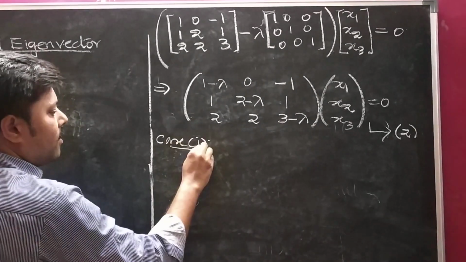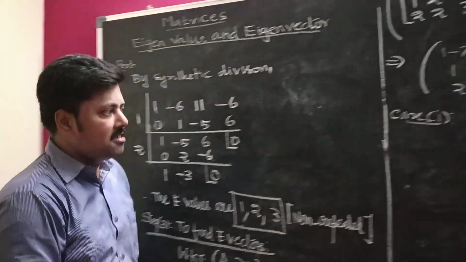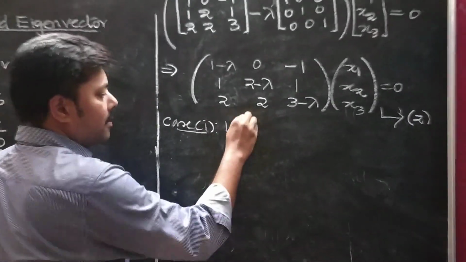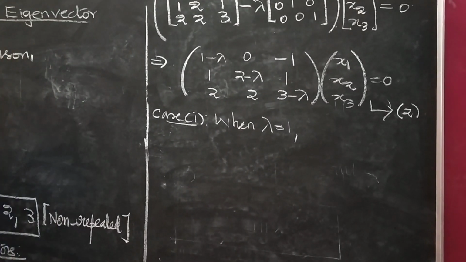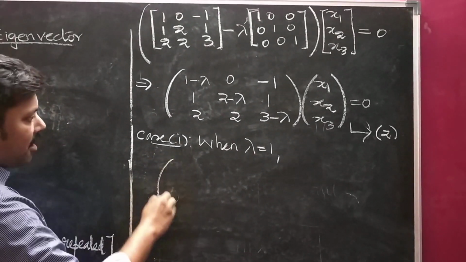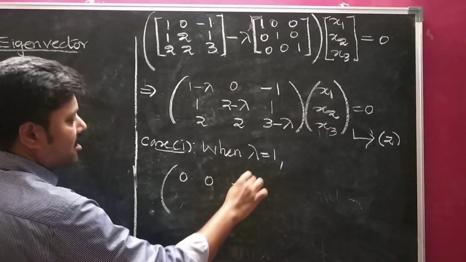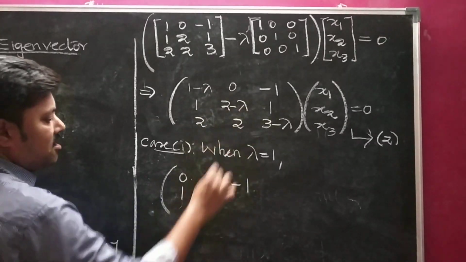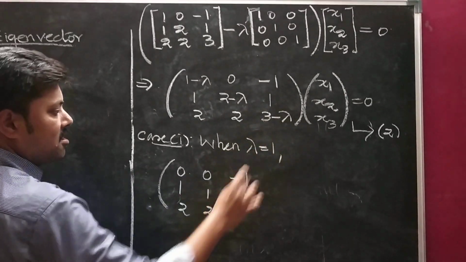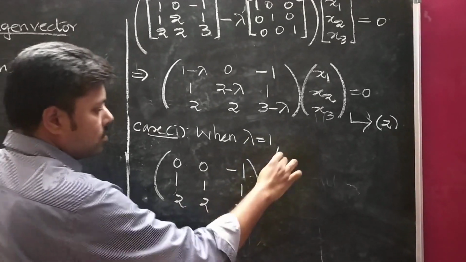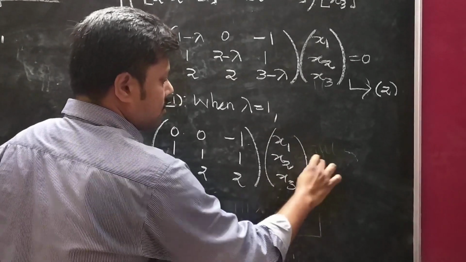Right. So we have three different cases. First case is when lambda equal to, what are the eigenvalues? 1, 2 and 3. So the first case is when lambda equal to 1. So substitute the value of lambda in equation 2. We get [1 minus 1, 0, minus 1; 1, 2 minus 1, 1; 2, 2, 3 minus 1] into [x1, x2, x3] equal to 0.